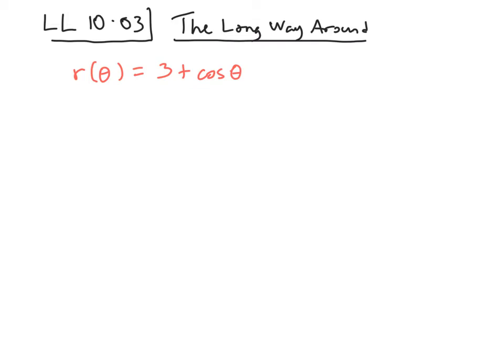So I've written down a polar function here, r of theta equals 3 plus cosine of theta. This is going to trace out some kind of curve in the coordinate plane if I plot this using polar coordinates. The question I want to ask here is, if I sketch the curve created by this polar function, how long is the curve? How long is the curve?